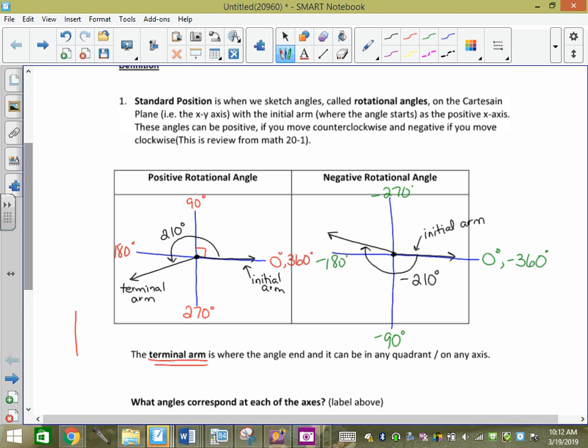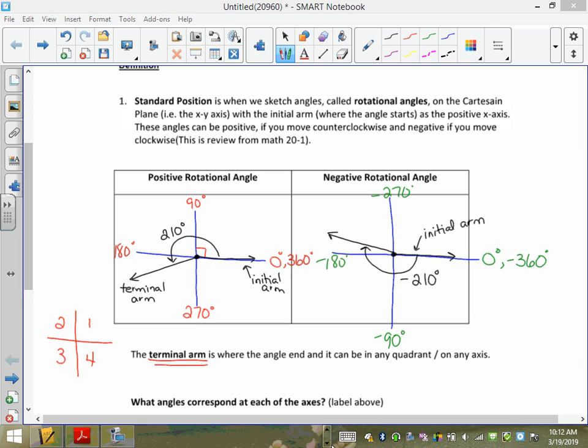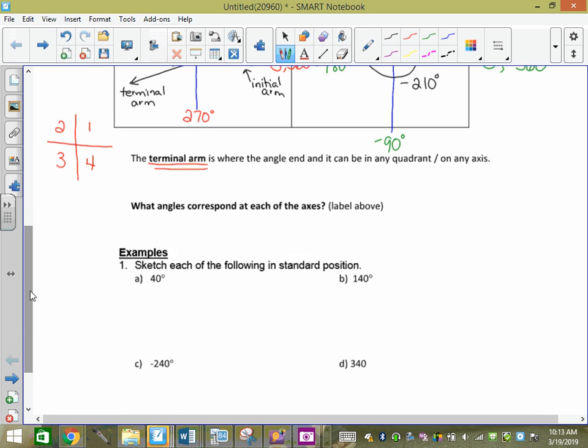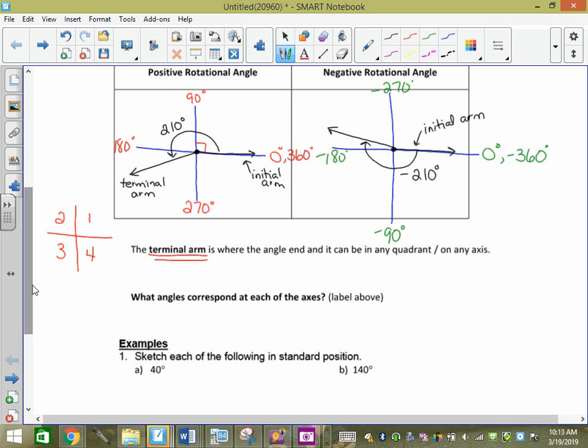So another thing to note is your quadrants go like this. Top corner, 1, 2, 3, 4. So what angle correspond to each of the axes? We labeled them above. Okay, so what I would always suggest you do is when you draw the Cartesian plane, please label the axes as to what degrees they are. It makes your life a heck of a lot easier. I know it takes a bit more energy, but you'll make way less mistakes.